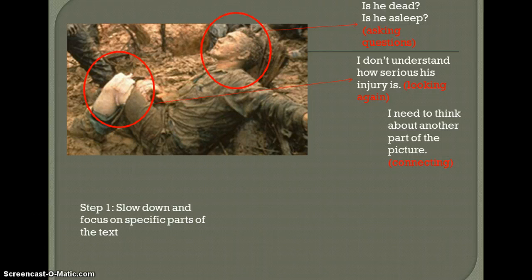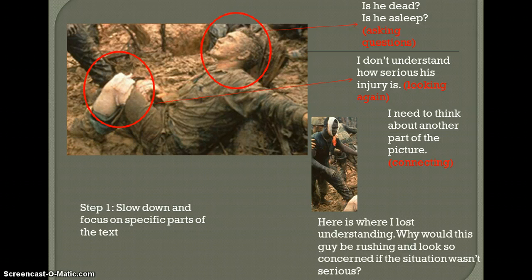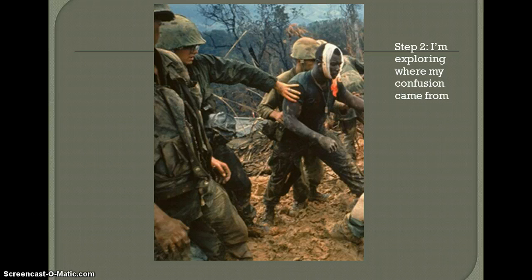So I need to think about another part of the picture. And what comes naturally is thinking about the other injured soldier. I'm realizing that here's where I lost understanding. So I'm asking a question again to try to pinpoint where my confusion lies. And I don't understand why this guy would be rushing and look so concerned if the situation wasn't so serious. That now brings me to step 2. I need to explore where my confusion came from, since I'm now pinpointing where it is. And remember, this is the only guy rushing.